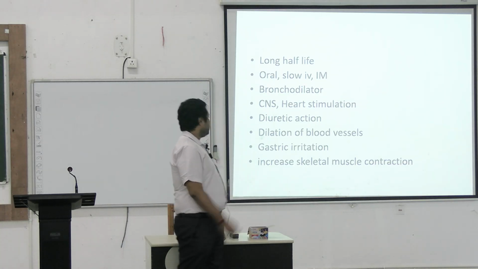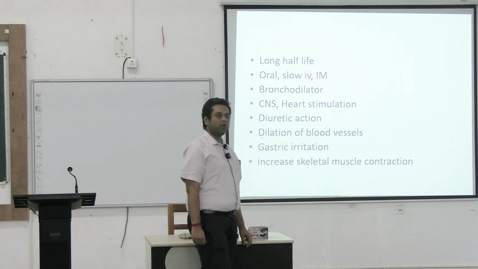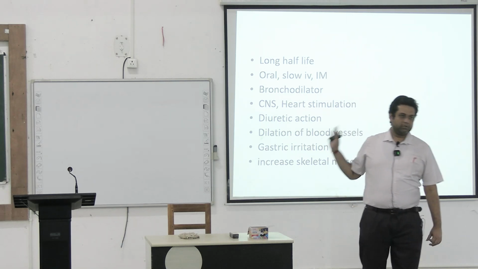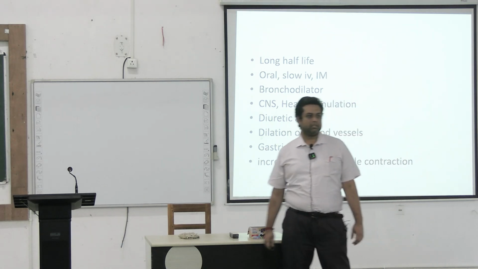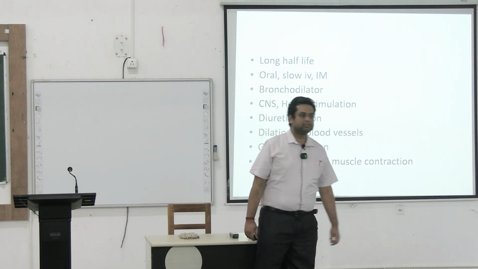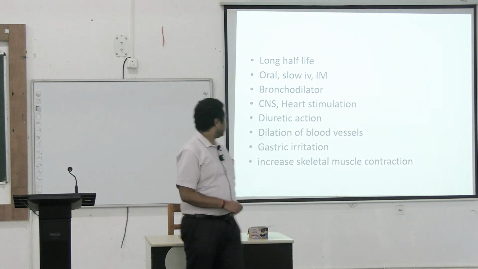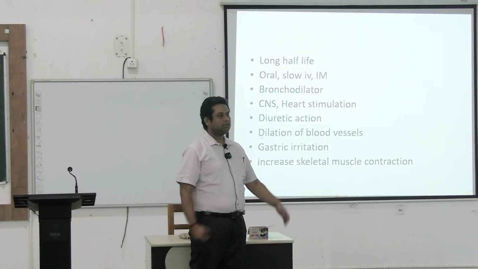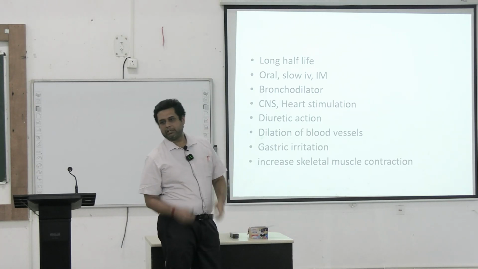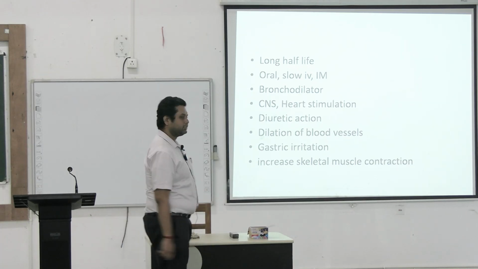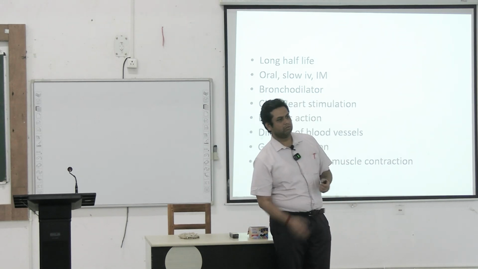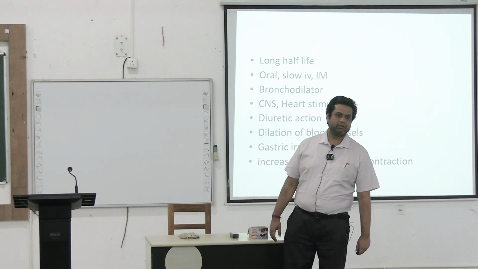So what are we using it for? Using it for bronchodilation. Earlier theophylline was a popular drug. Now it is not used much because it has a very low margin of safety. Then it causes stimulation of CNS and heart. Then diuretic action. If you drink much coffee, you feel like going to the toilet. Then dilatation of blood vessels. Then gastric irritation. What will gastric irritation lead to?